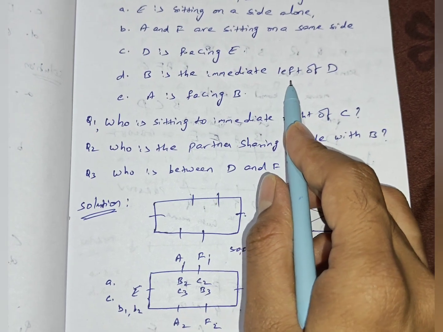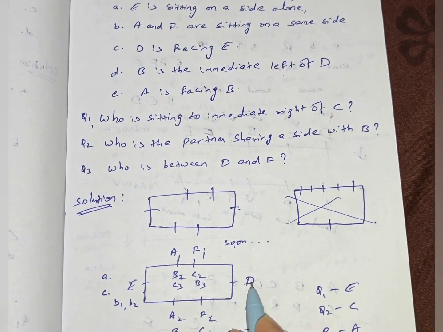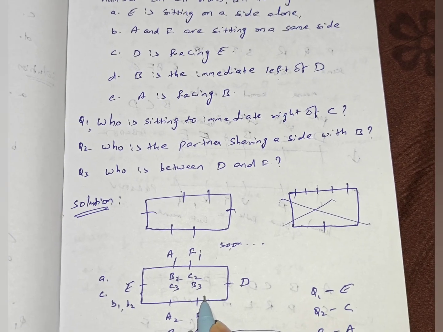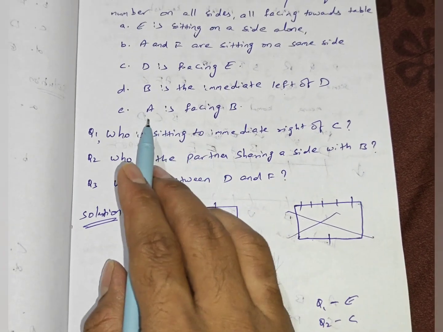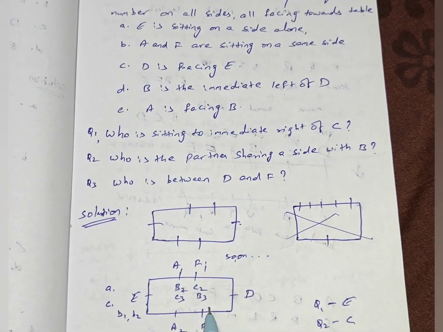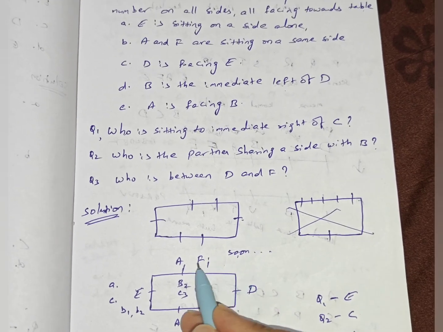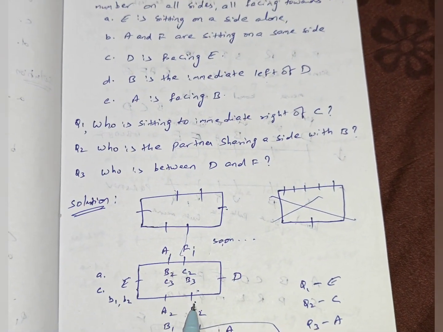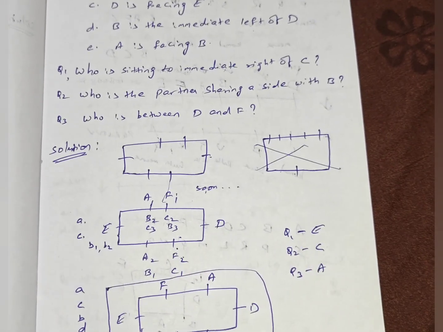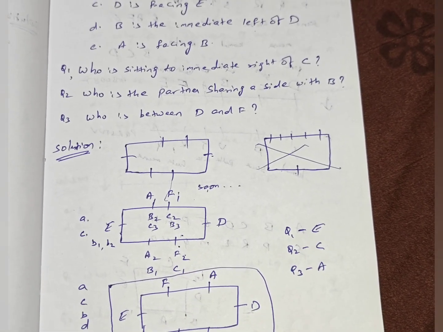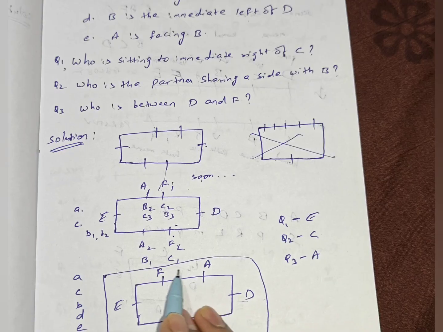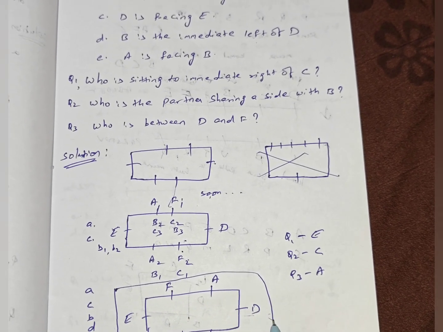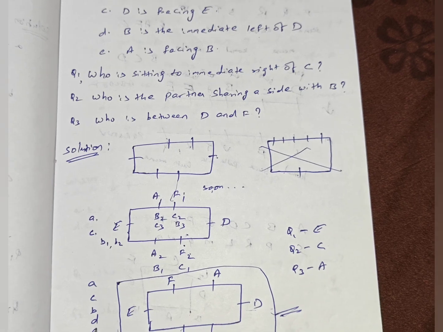So D is sitting here because D is facing E. B is to the immediate left of D. Suppose we are assuming D here, then B should come here. Now, A is facing B. So, if B is here, then A is here. If A is here, then A and F are sitting on the same side, F is here, and the remaining C is here. So, A is facing B, E is facing D, A is sitting along with F, and this is the final arrangement with all the statements.